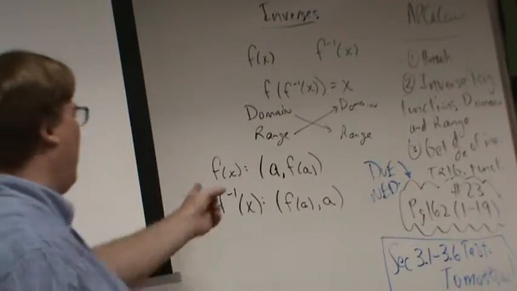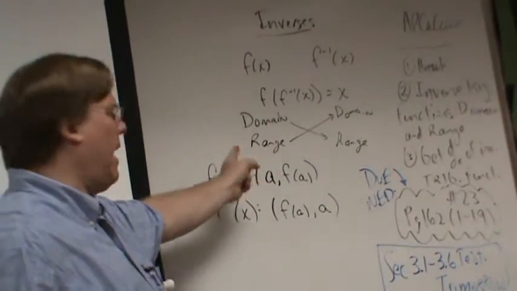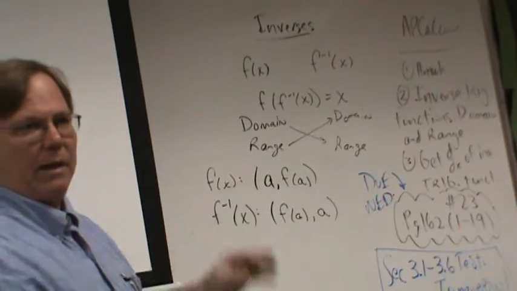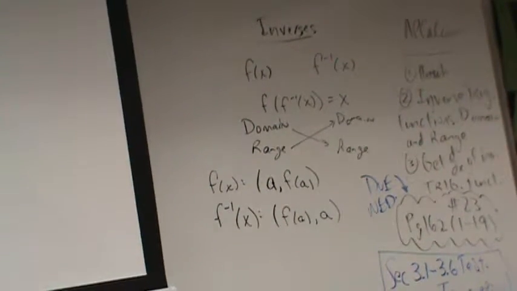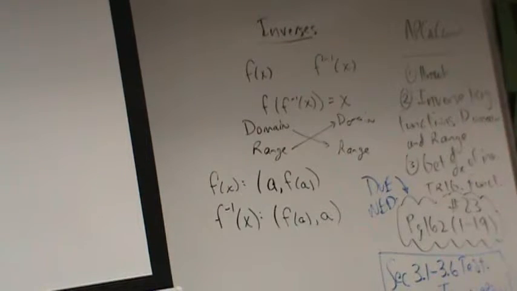And then, of course, if you graph one of these guys, it's going to be the same as that graph, except symmetric about the line y equal x. Let me show you. I'm going to start with sine of x and inverse sine of x.